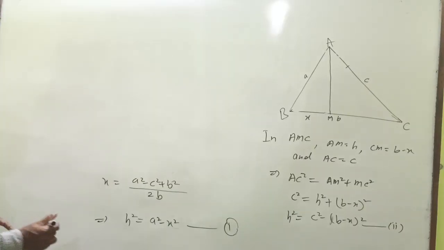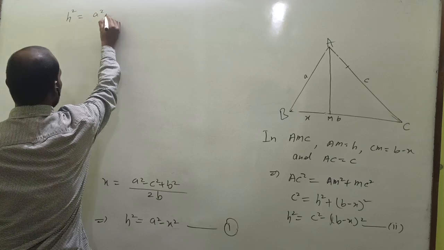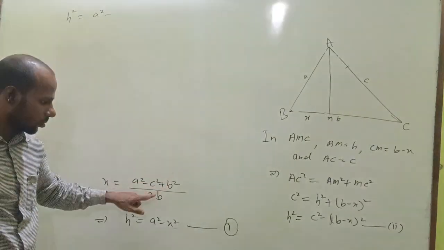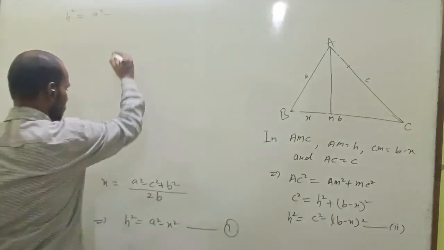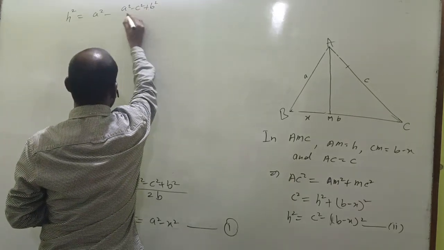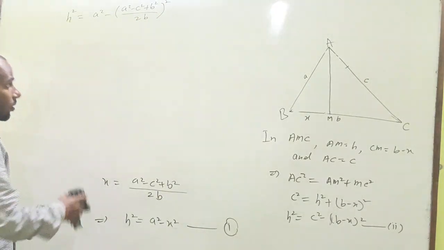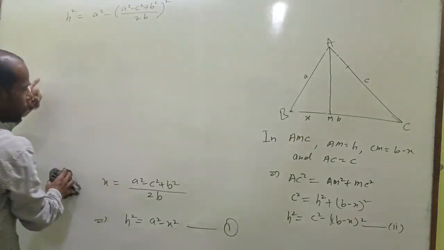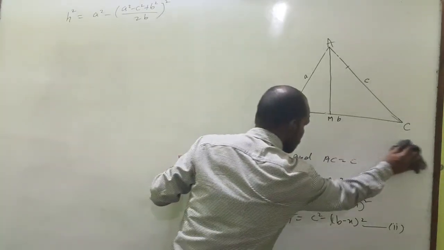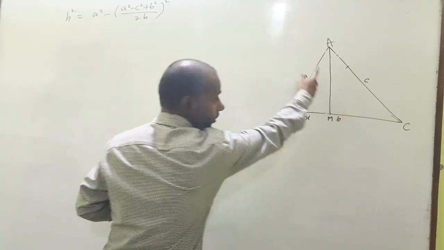So here, the value of h square is equal to, from equation number 1, a square minus x square, and the value of x is equal to (a square minus c square plus b square) upon 2b. Put this value over here, a square minus ((a square minus c square plus b square) upon 2b) whole square. Now we will calculate the value of h square and then the value of h from here. So that would be the height of this triangle according to this base.